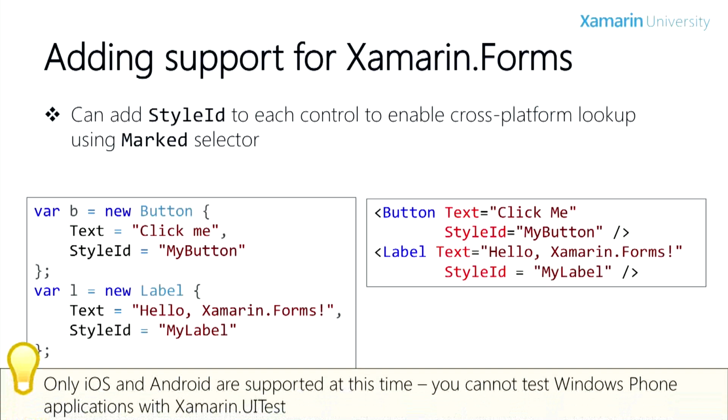Now keep in mind that even though Xamarin.Forms supports Windows, UITest does not. So you'll be limited to just the iOS and Android apps at this time. The team is looking into Windows Phone. It's on the roadmap, but we don't have support for it today.